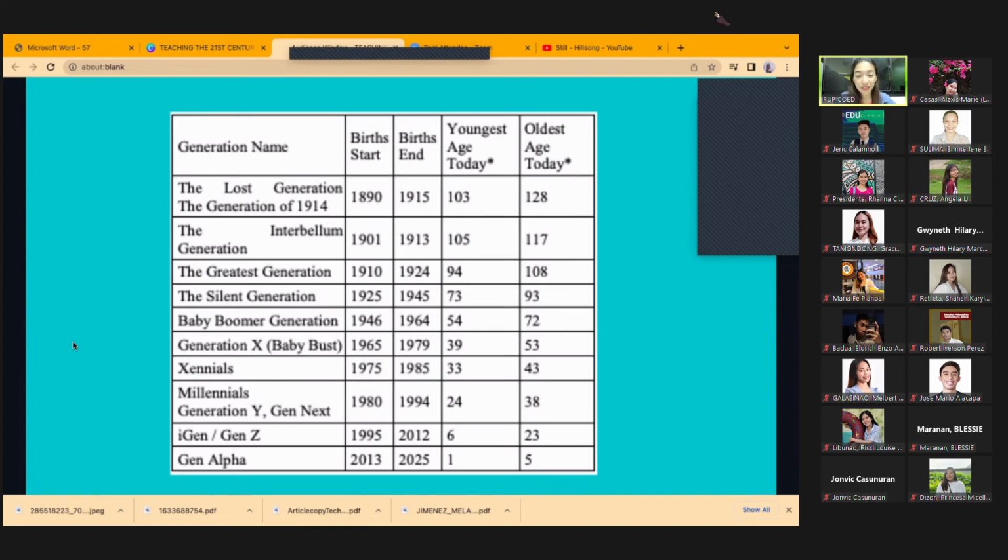And then the Gen Z, these are the people na 18 to 23 years old na ngayon. So I know kayo, you're part of the Gen Z. And then the Generation Alpha or the I generation, sila yung oldest age today would be 5 to 7 years old. And these are your future students. These are our future students.